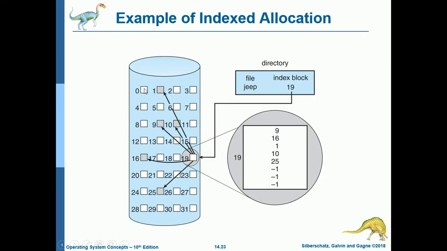This is an example, or an illustration, of indexed allocation. Again, we have file zip, and the index block is 19. Inside block 19 are the blocks that will be used by the file. We have -1 here, meaning that these are empty. Allocated here are 1, 2, 3, 4, 5, 6, 7, 8, but only 5 blocks are used. So block 19 will point to 9, then 16, then 1, then 10, and then 25. That is the indexed allocation.